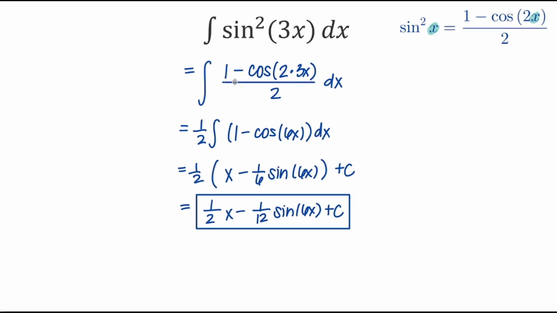And just a quick reminder before we move on, in this step right here, we also could have thought about splitting this up to be 1/2 minus 1/2 cosine of 6x, and we still would have got the same answer.